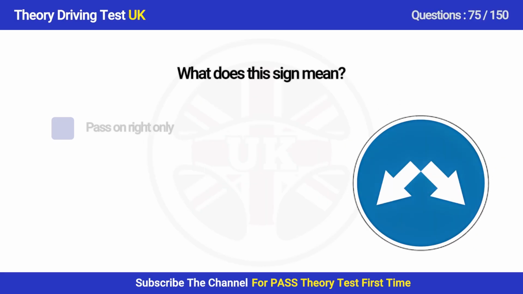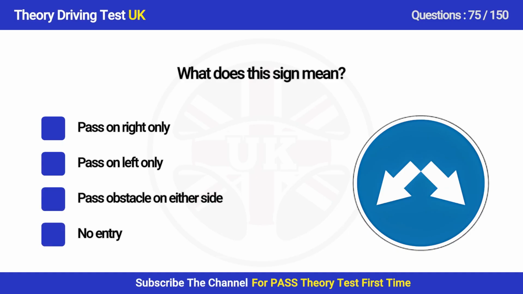Question 75. What does this sign mean? A. Pass on right only. B. Pass on left only. C. Pass obstacle on either side. D. No entry.